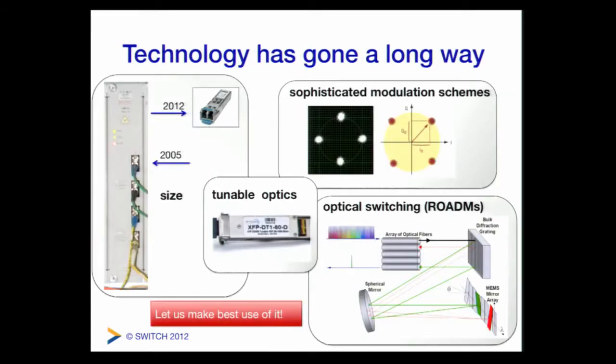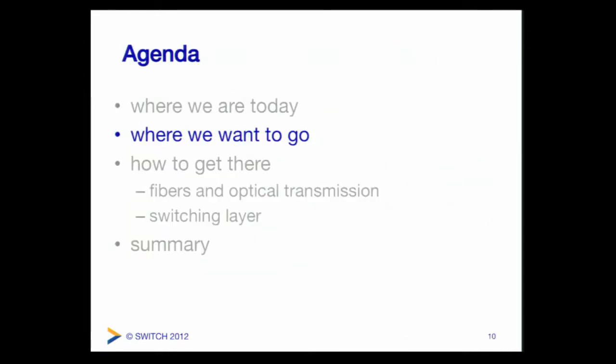And in the last 10 years we have seen a lot of development also. Size has shrunk, optics are tunable. We have new modulation schemes which allow to go to 100 gig and below and above, and also optical switching, which is now available. So, about the goals.